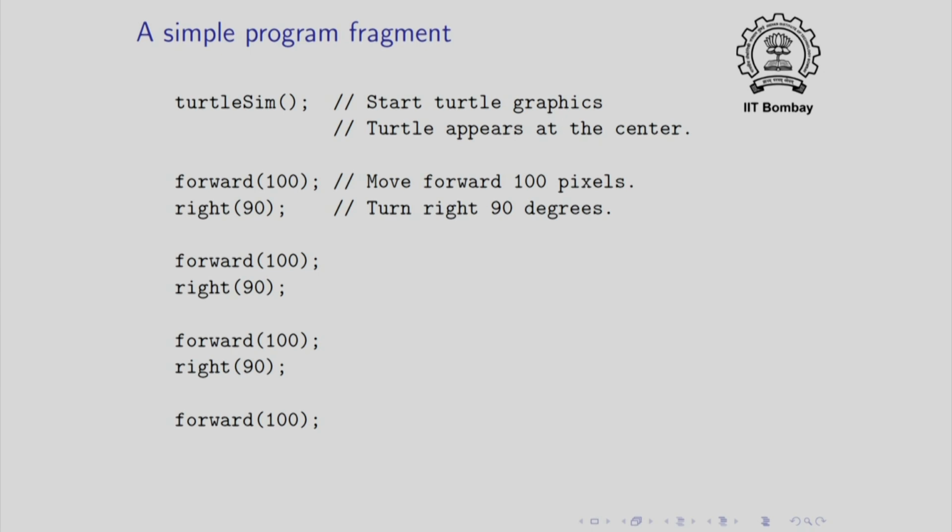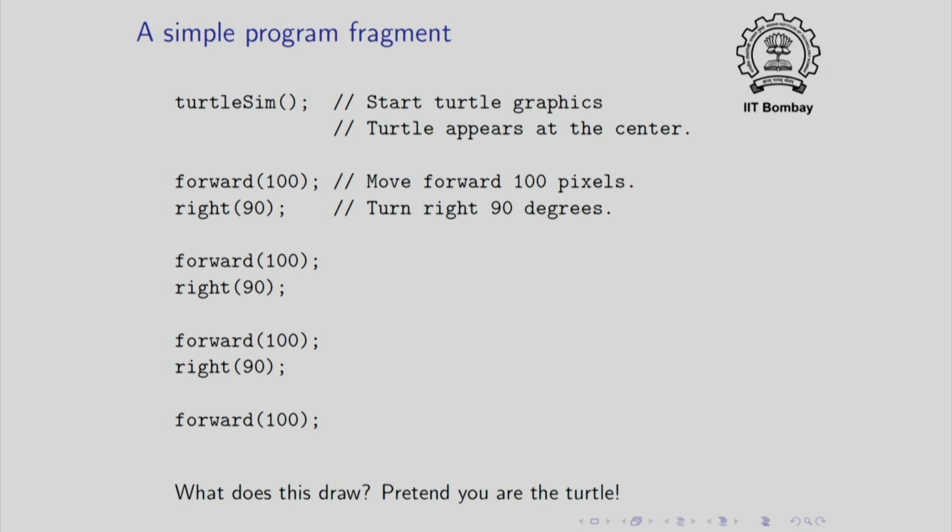Forward 100, as you might guess, will cause the turtle to move 100 pixels forward. Right will cause it to turn right. The argument applied to right decides by how many degrees the turtle is to turn. So in this case, we are asking the turtle to turn 90 degrees. So we do forward 100, then a right 90, another forward 100 and a right 90, another forward 100, a right 90 and a forward 100.